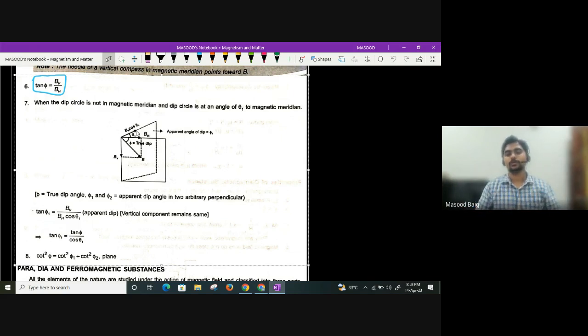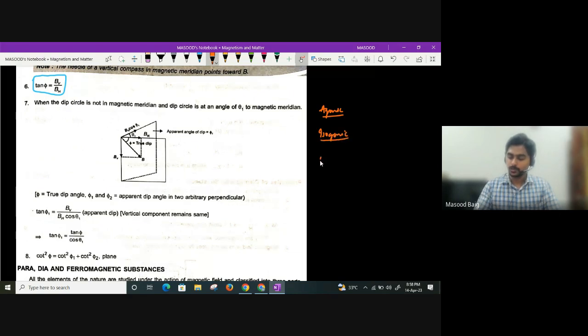Clear, all of you? So whenever dip circle is lying in the magnetic meridian, then it will be called as true dip. But if it is lying in some other meridian, guys, then angle of dip will be called as apparent dip. Now there are some points that you need to know. Some basic statements, guys. We have agonic lines, right? We have isogonic lines. We have aclinic lines. We have isoclinic lines, and we also have isodynamic lines.